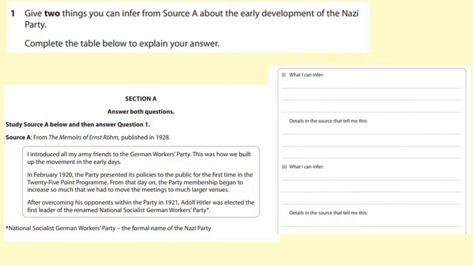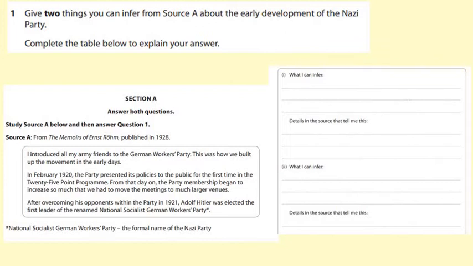In an exam, you would need to highlight or underline the words in the question which come after the word about. So if you look at the question at the top here, it says give two things you can infer from source A about. It's the bit that comes after there that you need to highlight, because that is what you need to focus on. So whatever you infer from the source must link to those words. So in this case, the early development of the Nazi Party.